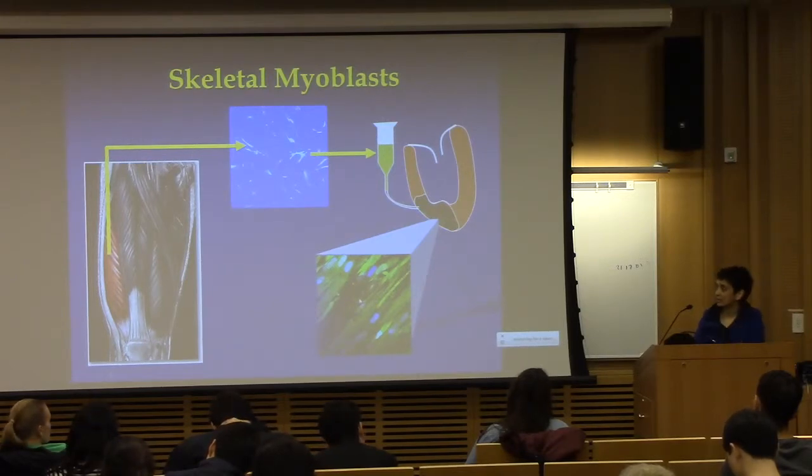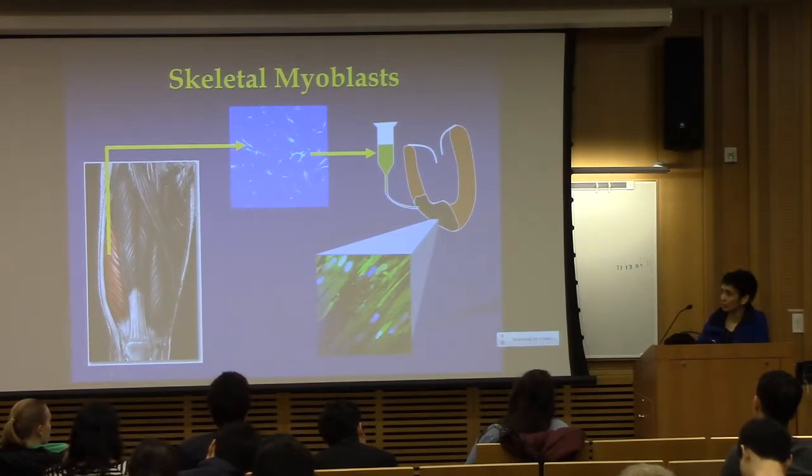The interesting thing is that skeletal myoblasts have connections with gap junctions, but when they mature to form myotubes, they lose their gap junctions. That's really important because if you think about it, your skeletal muscles are innervated by the motor end plate.